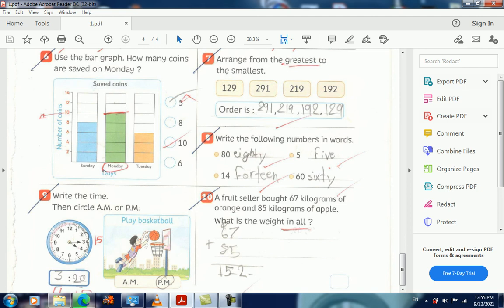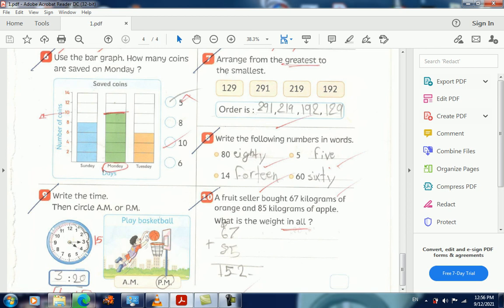Number 9. Write the time, then circle AM or PM. So we look at the clock, we find that the big arrow is at 3 and the small arrow is a little bit after 4. So this means it's already 15 minutes after the 4. So it should be 4:15, not 3:20, it's 4:15.